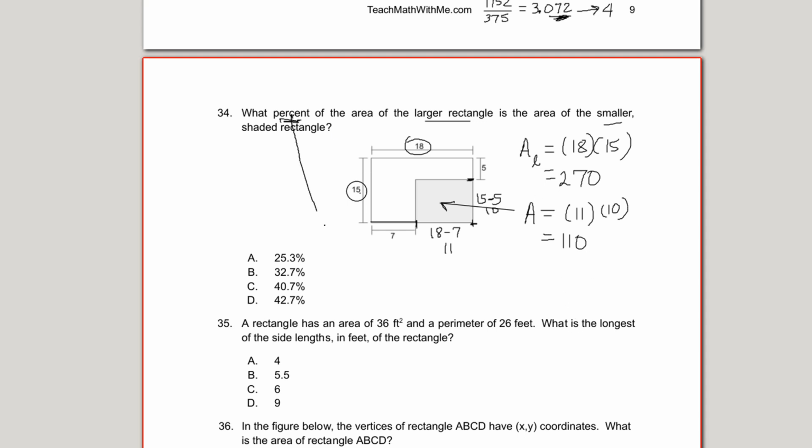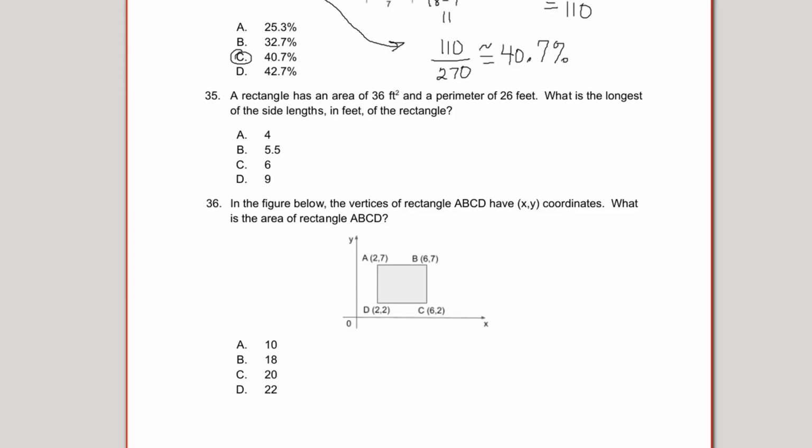So again, now we're going to our percent. We're going to have the area of the smaller divided by the area of the larger. And let's see what that percent is. 110 divided by 270 is going to be approximately 40.7%. And that is answer choice C. Again, we've worked on percents. Make sure you're familiar with them.